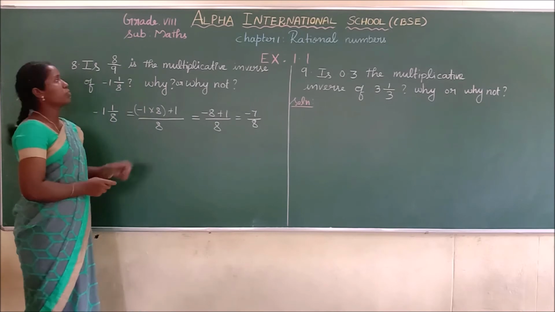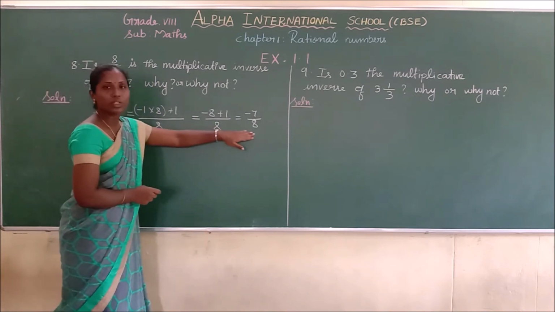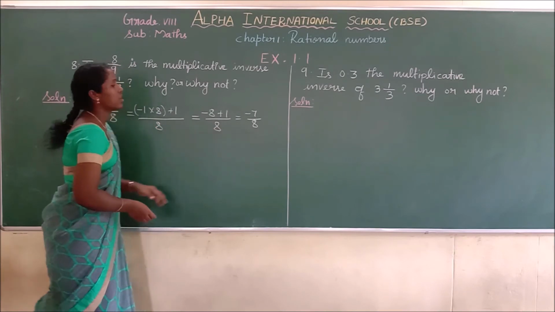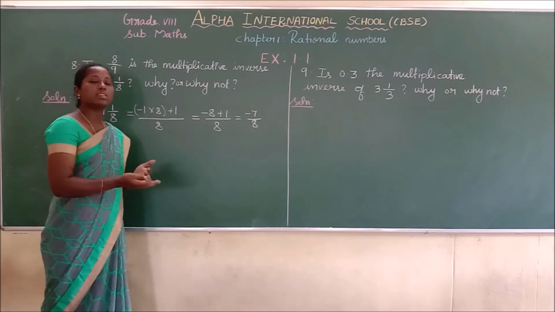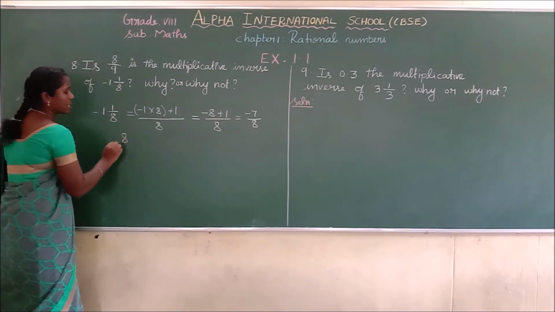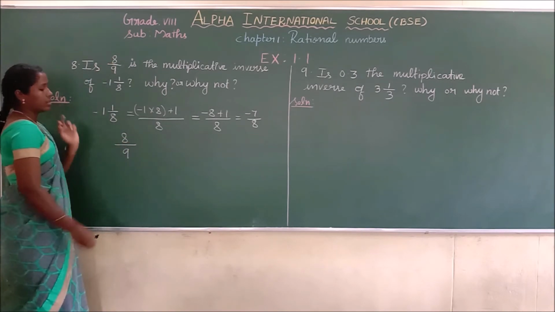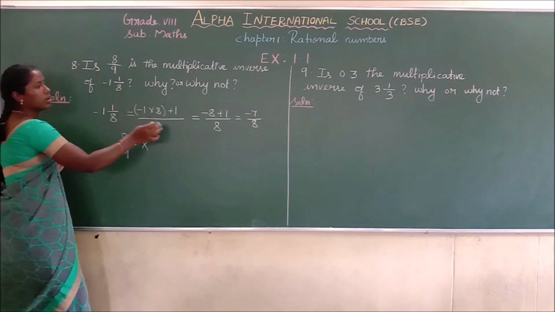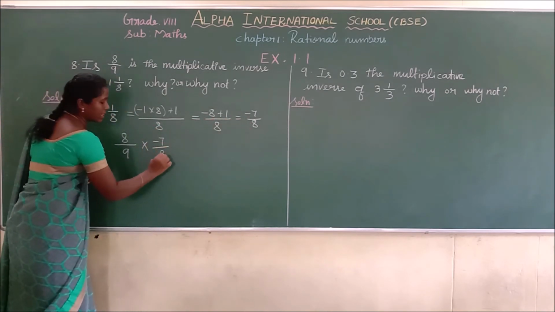Now we have to check whether the given number 8 by 9 is the multiplicative inverse of this number or not. How to check it? We are going to multiply the two numbers and check whether the result is 1 or not. So let us multiply the given number 8 by 9 into the number we got, minus 7 by 8.